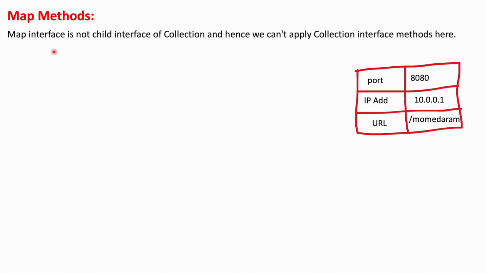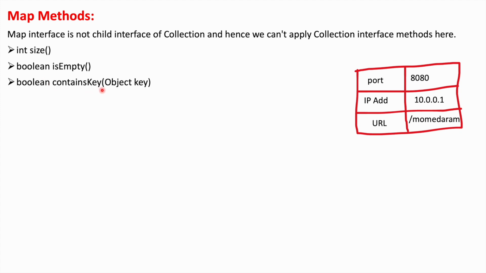Now we will talk about each method. int size: if you want to know how many key value pairs or entries are there, we use the size method. boolean isEmpty: if you want to check whether the map is empty or has at least one key value pair, use isEmpty. If the map is empty it gives true; if it has at least one entry, this method gives false.